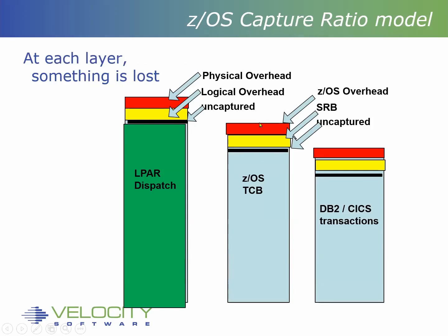It turns out probably this red bar should be in black. And then we get to DB2 or CICS, and we're going to have the same layer. So every time you get lower and lower and lower. And the question is, well, how much is that red bar? How much is that yellow bar? And more important to me, how much is that black bar?